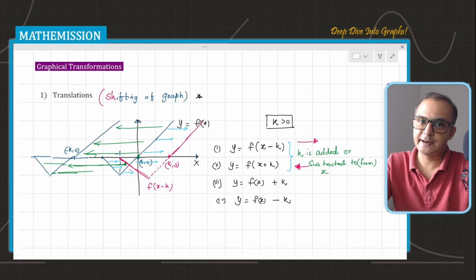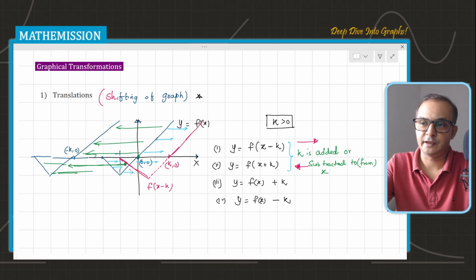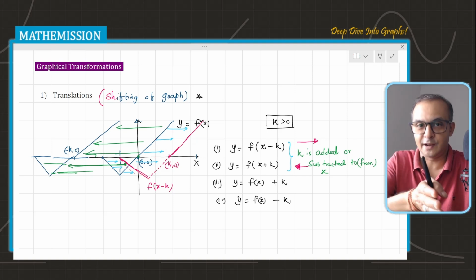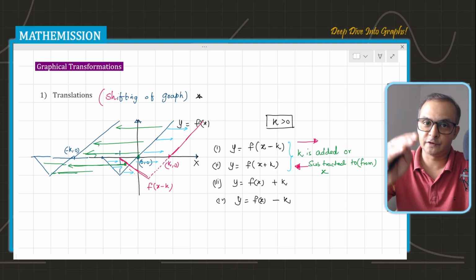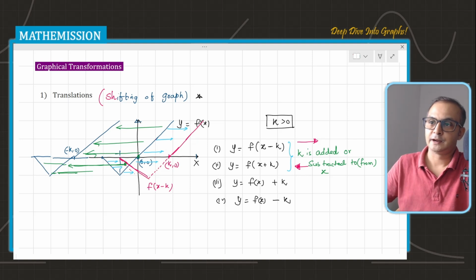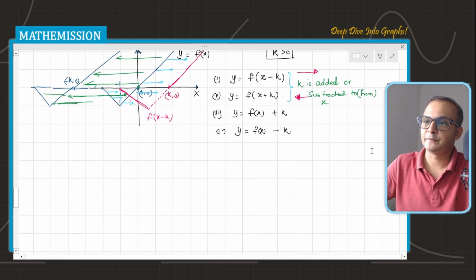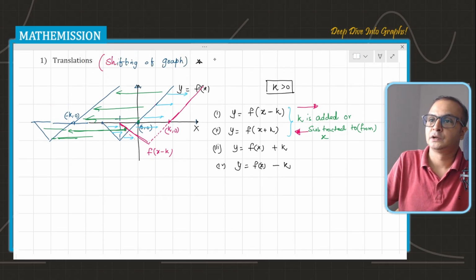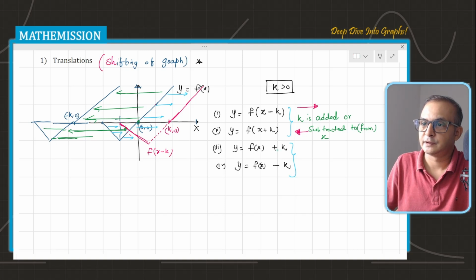So when I'm adding any value k from inside, it means I'm adding k to the x, and the graph will be shifted horizontally. If k is positive and you are adding, the graph will shift left. When k is positive and you are subtracting it from x, the graph will be shifted right. Now if I have these two, to understand what this thing is, this is going to be f of x plus k.